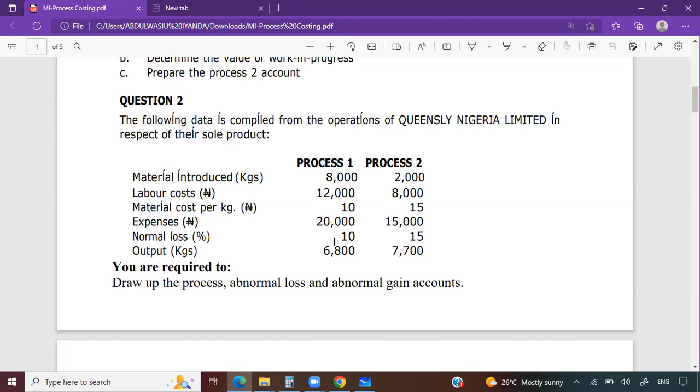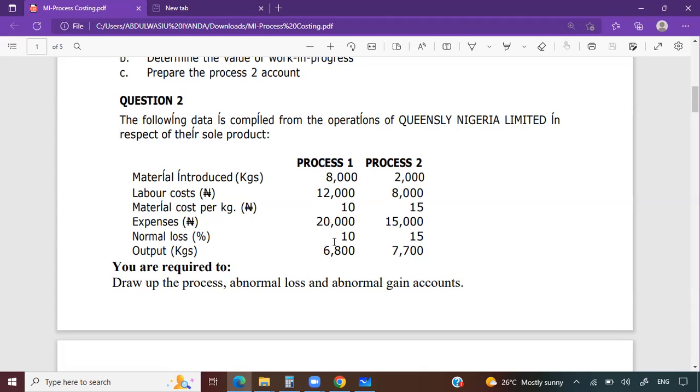Then we already set the standard that if you introduce 8,000 kg, it's not possible for all the 8,000 kg to come out successful. There will be some defect. So the management also needs to make a provision for normal loss. If there's a normal loss, we are not going to blame the labor. And we are already setting the standard of 10% normal loss.